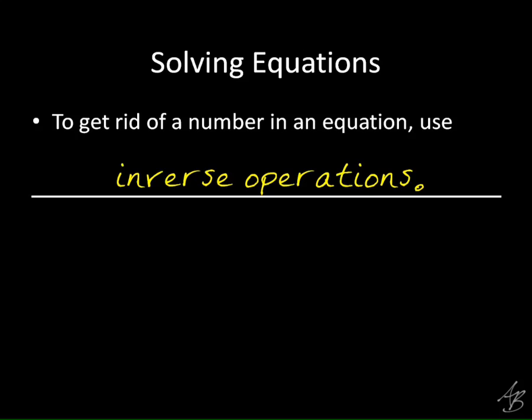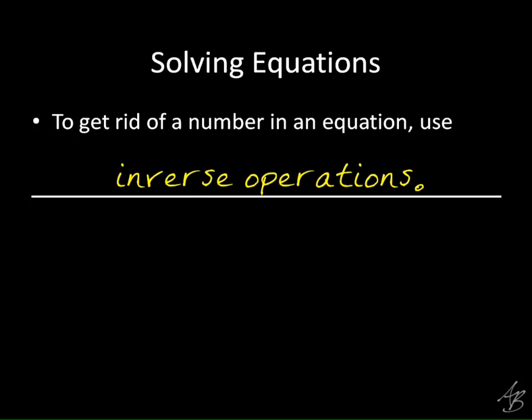Inverse operations, exactly. To get rid of a plus 7, we do the opposite of plus 7, which is minus 7. So the opposite of adding is subtracting. When we say inverse, we mean opposite operations. So we're always going to do the opposite. To get rid of addition, we subtract. To get rid of subtraction, we add. To get rid of multiplication, we divide. And to get rid of division, we multiply.